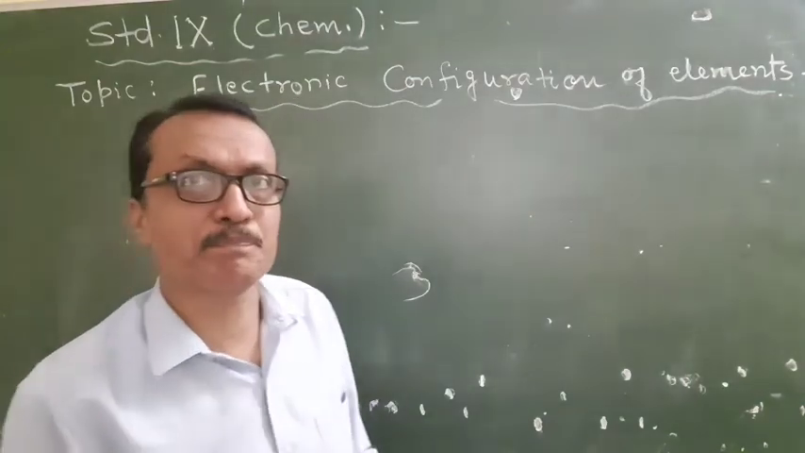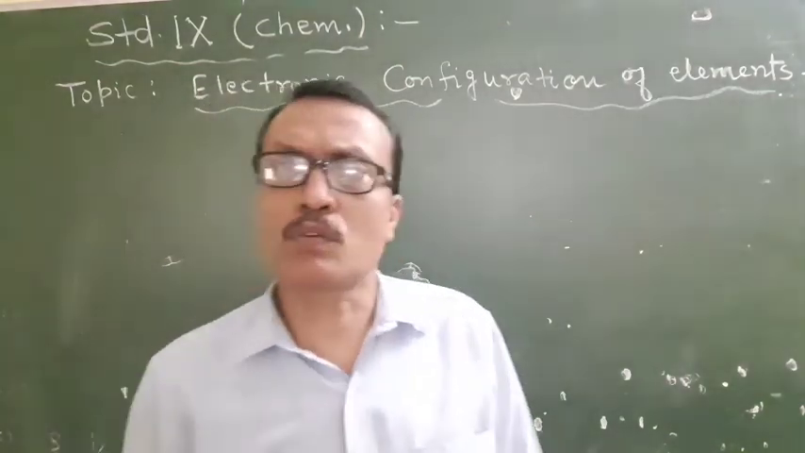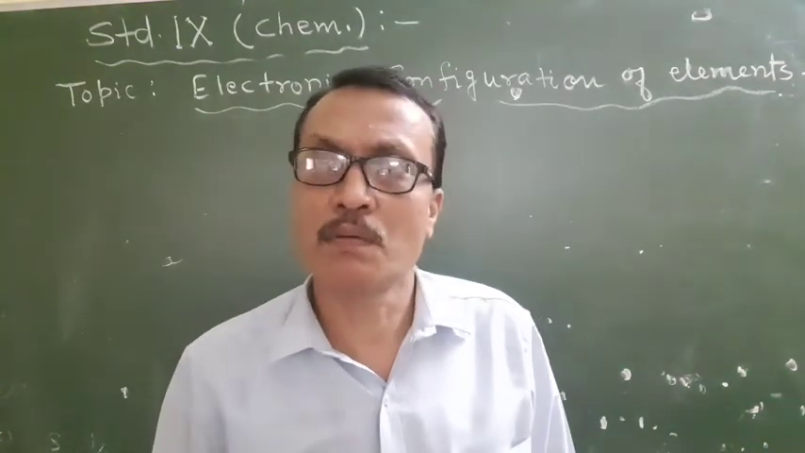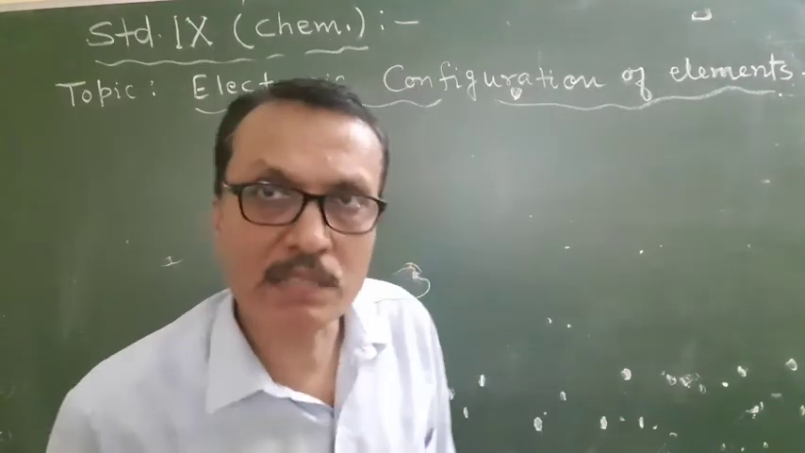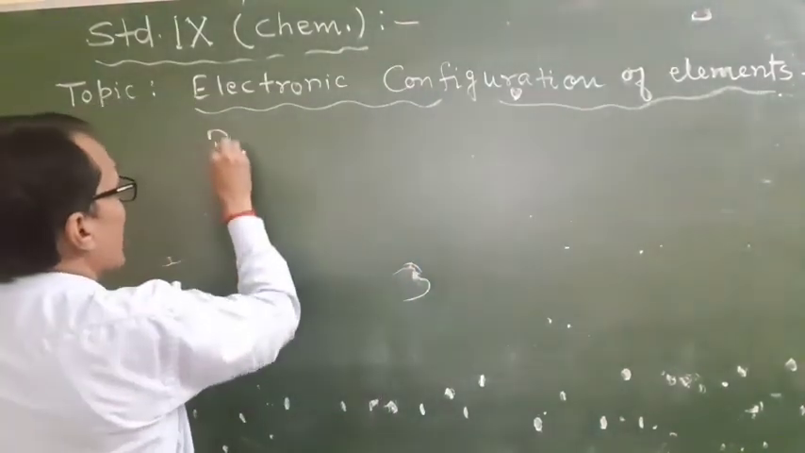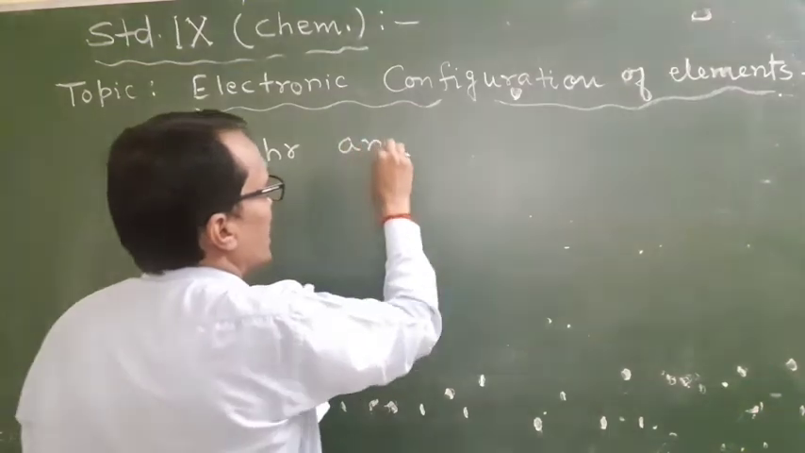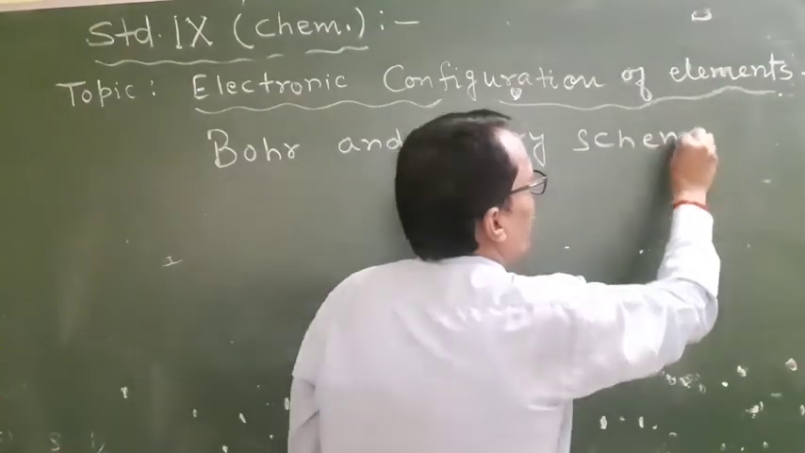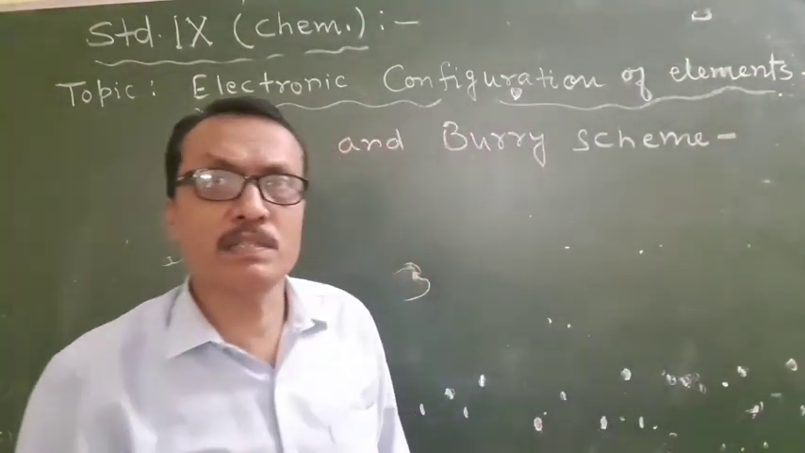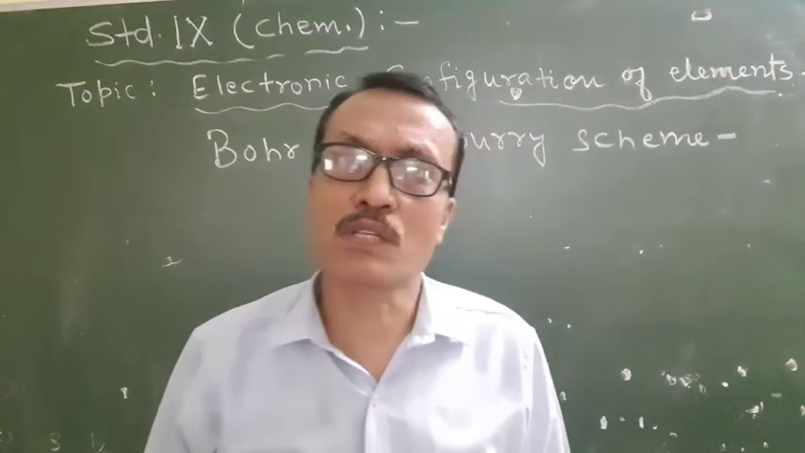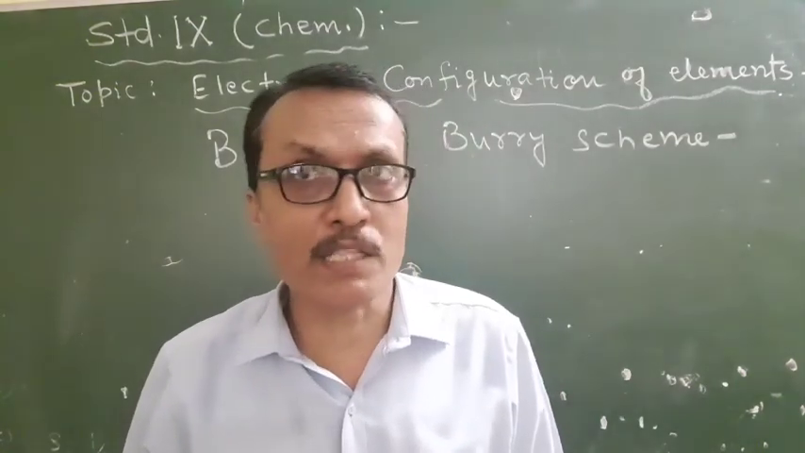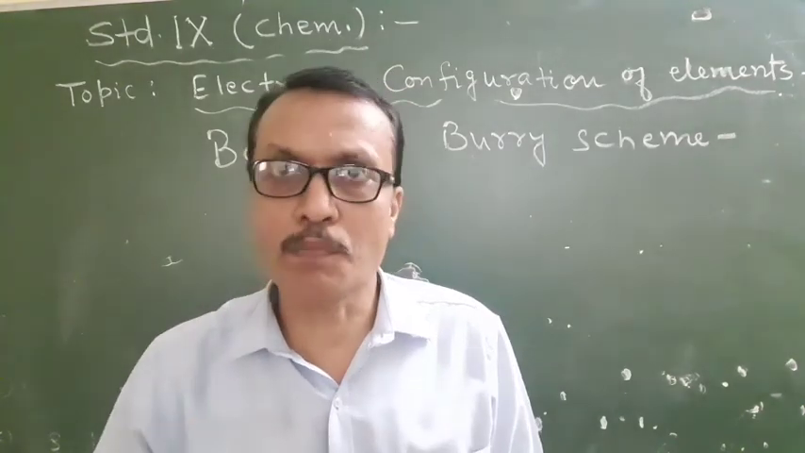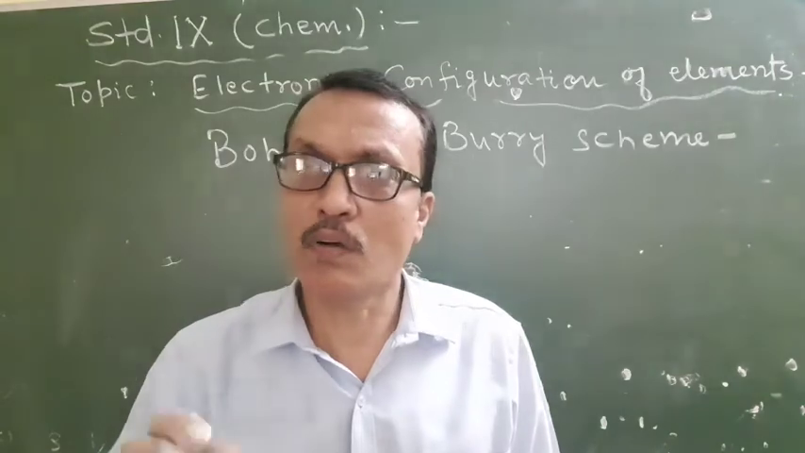Now students, to write the electronic configuration of elements, one scheme was brought about, and that scheme is known as the Bohr and Bury scheme. If anyone asks you what is the Bohr and Bury scheme, your answer should be: a scheme that explains the distribution of electrons in the different orbits around the nucleus of an atom.